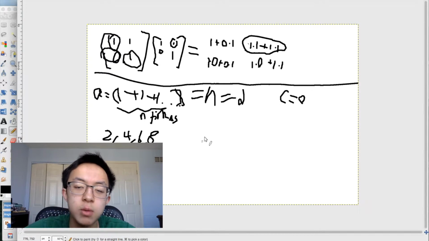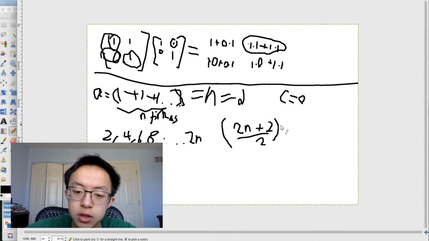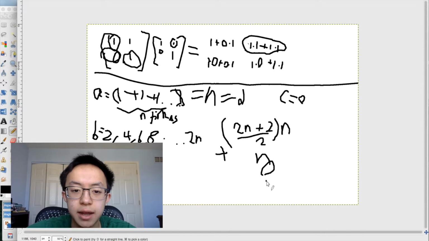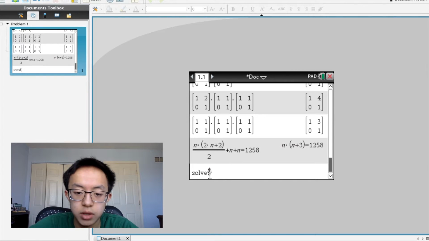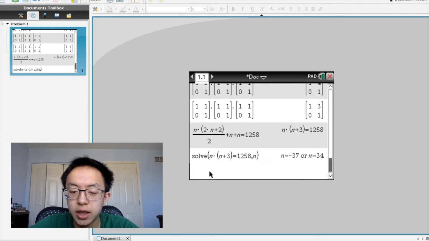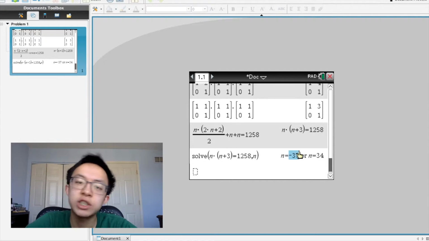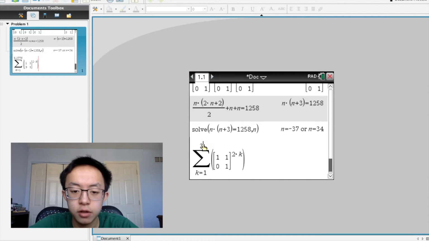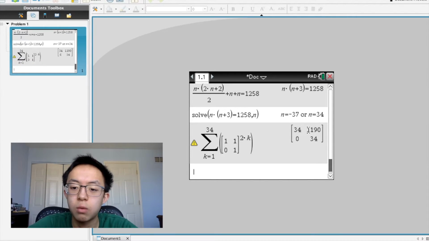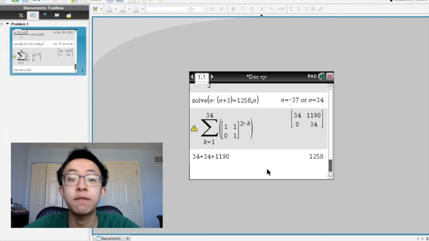So we have a formula for arithmetic sequences. Then this, plus A plus another n, equals 1258, and we want to solve this for n. We find that n equals negative 37, which can't happen. So 34 is n. We have 34, 1190, and 34. When we add these to each other, it equals 1258.